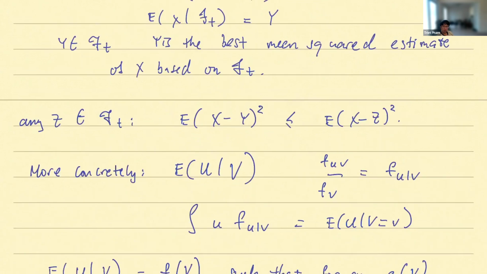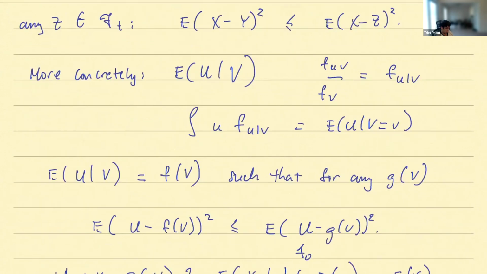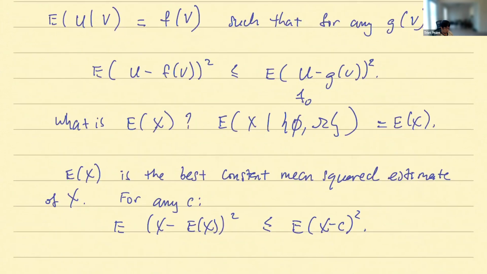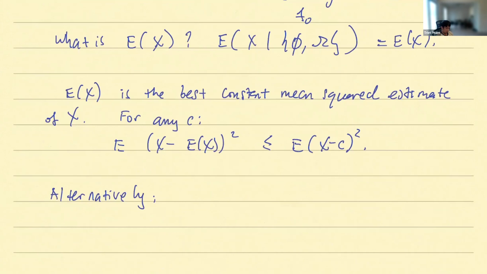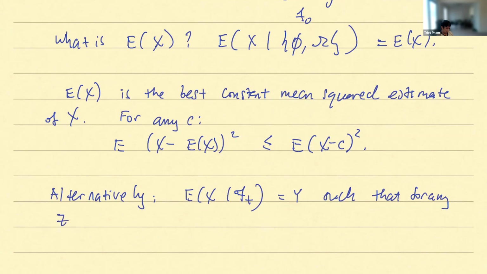So there's an alternative way, which is less intuitive but equivalent. This is the definition that you will see in a measure theoretic course. Conditional expectation of X given F_t, let's still call it Y, is such that for any Z in F_t, the inner product of Y and Z is the same as the inner product of X and Z.